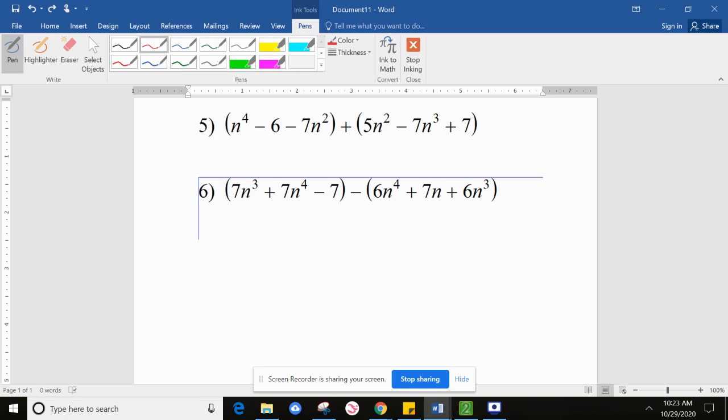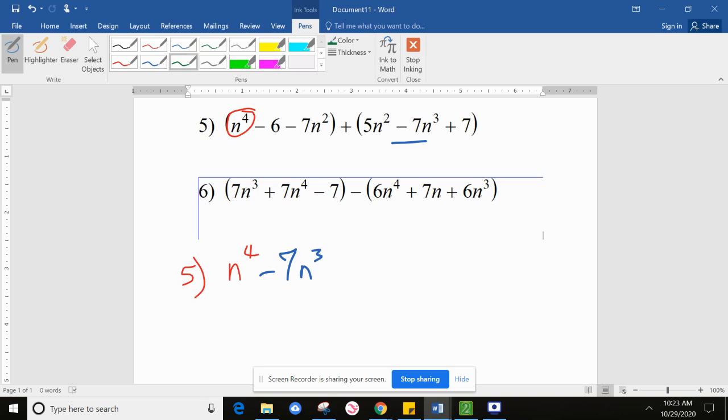So let's see. I typically like to start with the highest term first. So I will start with the n to the fourth. So there are no more n to the fourth. So for number 5, your first term would be n to the fourth. Okay, and let's go ahead and see what's next. Next would be the n to the 3. So there's a -7n to the third. I don't see another one of those. So -7n to the third. Let's go on to the next one.